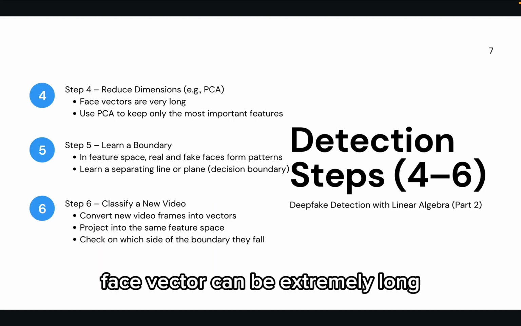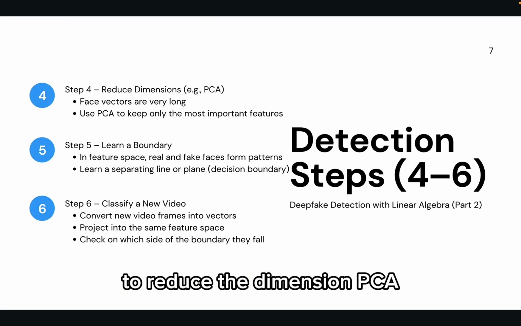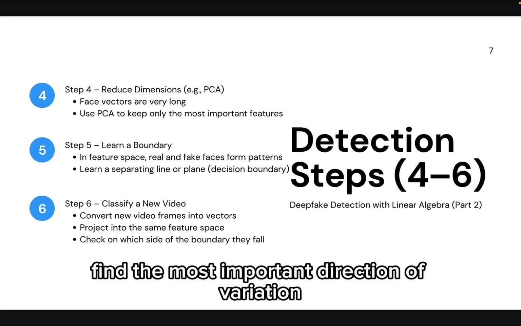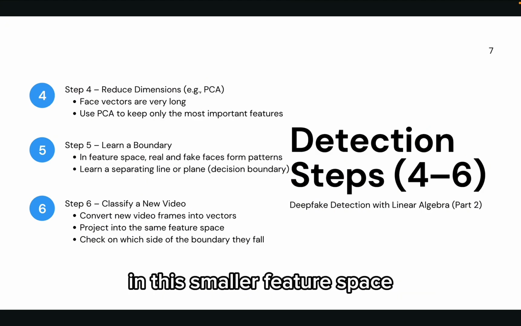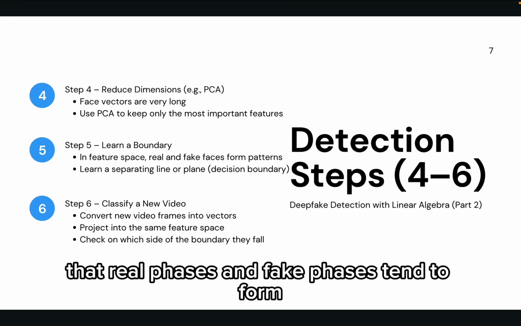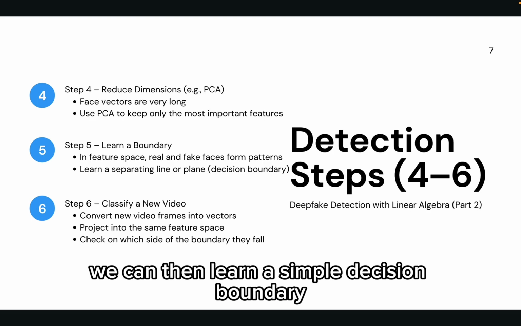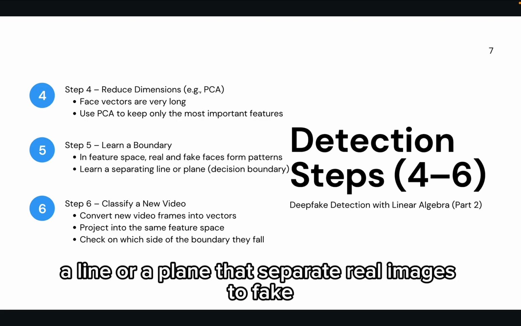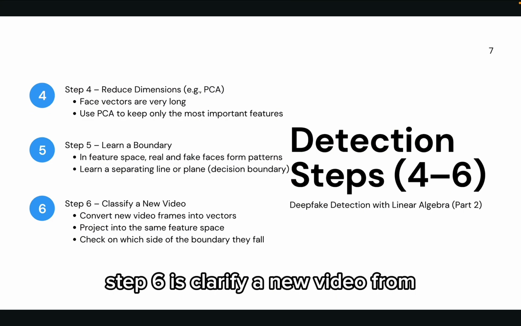Face vectors can be extremely long. Step 4: we use a linear algebra method like PCA to reduce the dimension. PCA finds the most important directions of variation and keeps only the key features. And step 5, we learn a boundary. In this smaller feature space, the real faces and fake faces tend to form different clusters or regions. We can then learn a simple decision boundary such as a line or a plane that separates real images from fake. Step 6 is classify a new video.